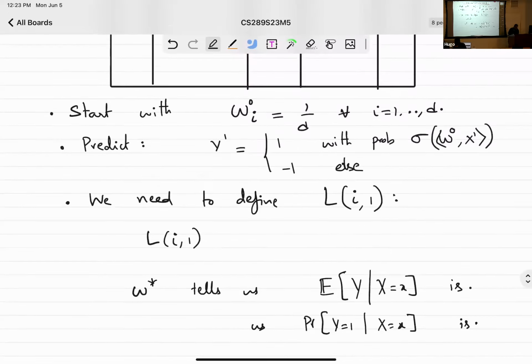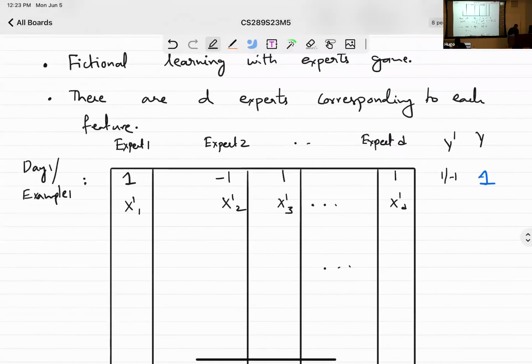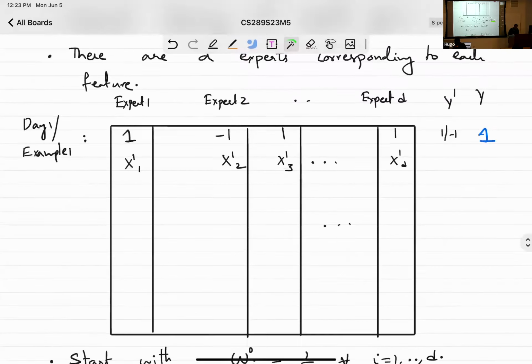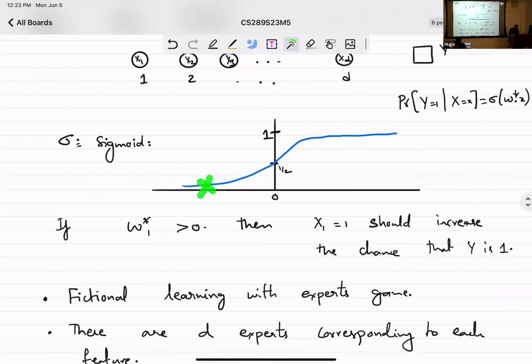So if you think of extremes, it would be a bad mistake in this round if somehow W0, X1, the inner product is all the way here, right? And Y sample is 1. That would be bad. Because it's saying our prediction is that Y should be very unlikely to be 1, but the sample that we see is actually 1. So that would be a bad prediction.